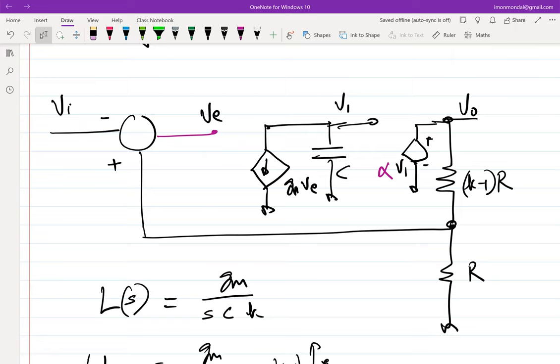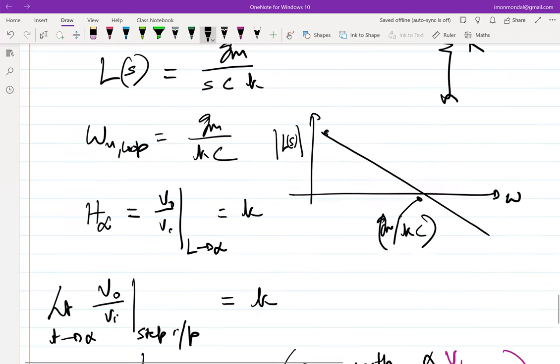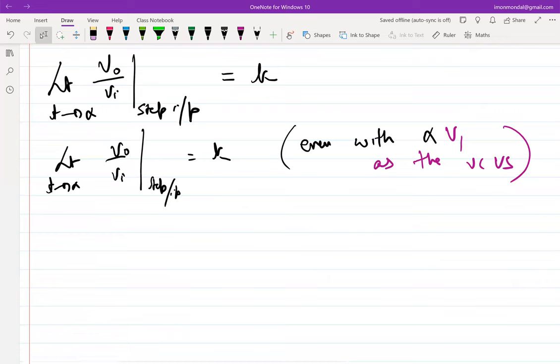Exactly, right? As you pointed out, we are changing something in the forward path. Forward path already has infinite gain, so nothing should change at DC. But what changes? Yeah, right? Time constant changes. Other way of saying the same thing is, if I write out the loop gain, what is L of S now? You already know the earlier L of S. Yeah, alpha times GM by SKC.